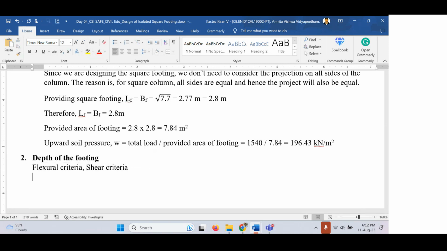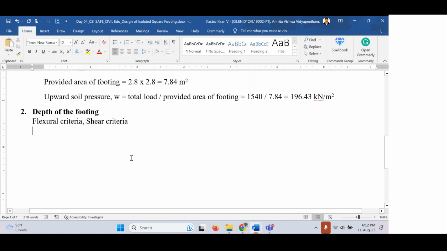So how to decide the flexural criteria? Here, the moment along x direction and the moment along y direction. That is moment along length and moment along width. So here I'm just considering them as Mx and My. Mx represents moment along length and My represents moment along width.